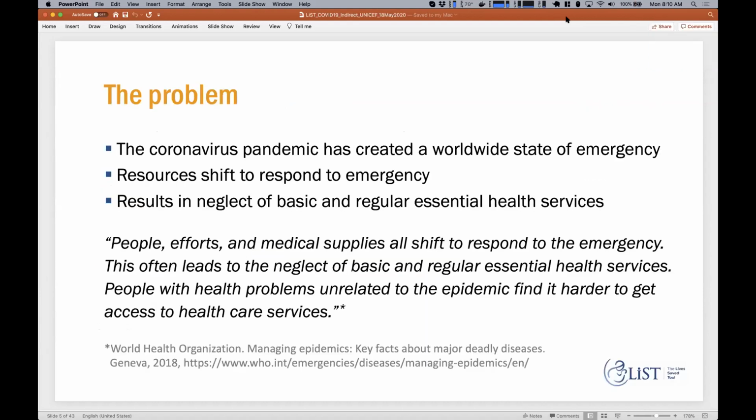I think, as everyone knows here, the pandemic has created a state of emergency around the world. And we know from the past that in situations such as outbreaks, our health resources can shift to responding to that emergency, meaning that regular routine health services perhaps go neglected, or for other reasons, people are unable to come to health facilities or don't want to come to health facilities, and therefore utilization of services decreases.